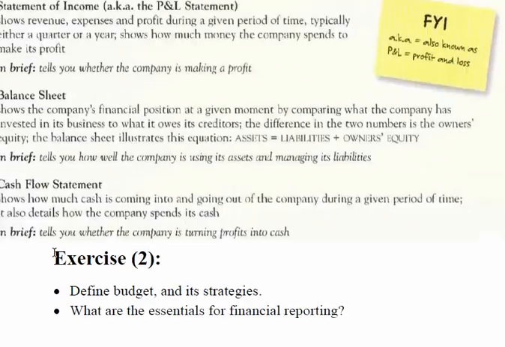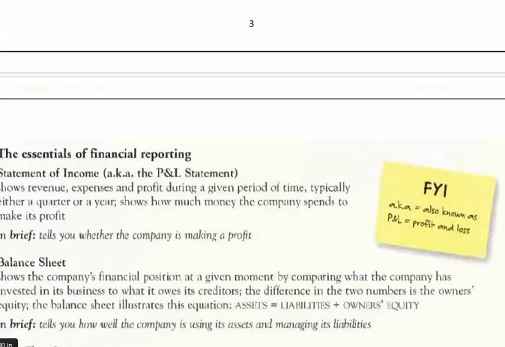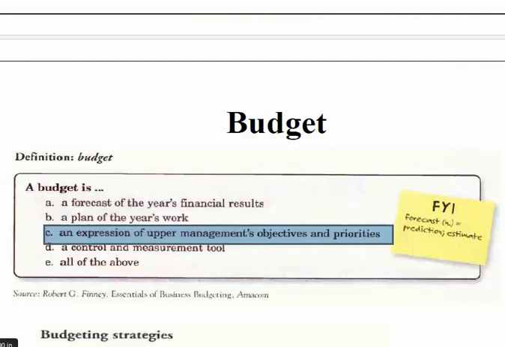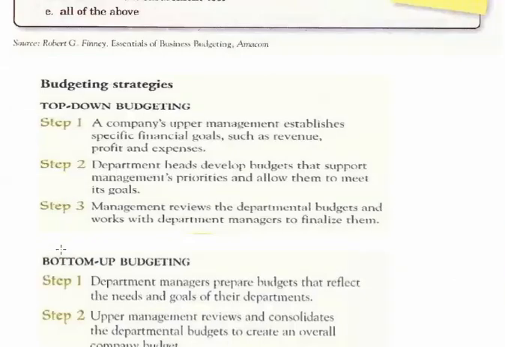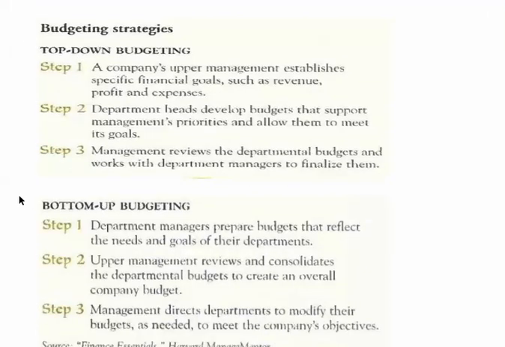Before we go to another point, you should focus on the definition of budget. It has 3 definitions, and also you should know the strategies of budgeting. We have 2 strategies. We have top-down, starting from upper management, and bottom-up budgeting, starting from department manager. You should know the difference between the 2 strategies.